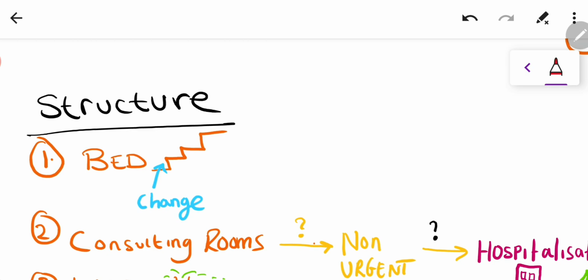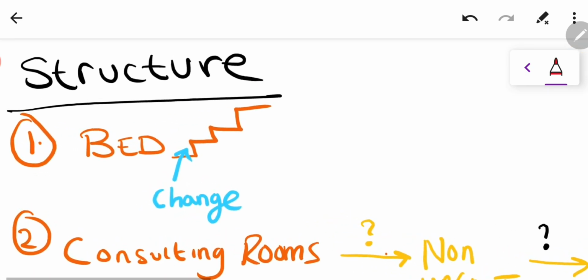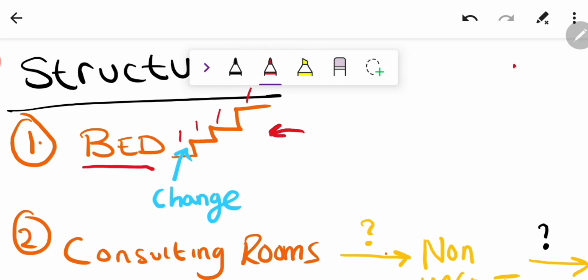So what's the structure of hospital care? Yeah, I think this is it. If it is not, tell me. Right. So first of all, you need to have beds. So I put beds on every floor, and I put stairs to signify floors. Yeah. So here's a floor, here's a floor, here's a floor, here's a floor. Okay.